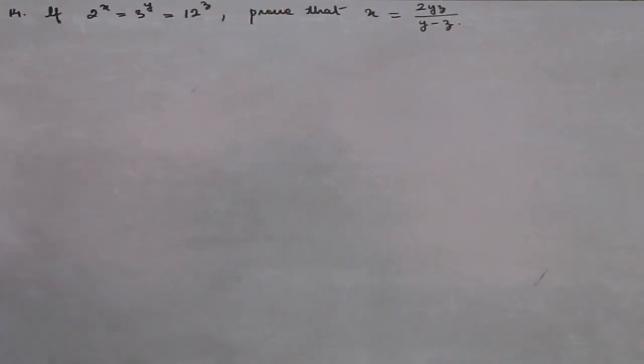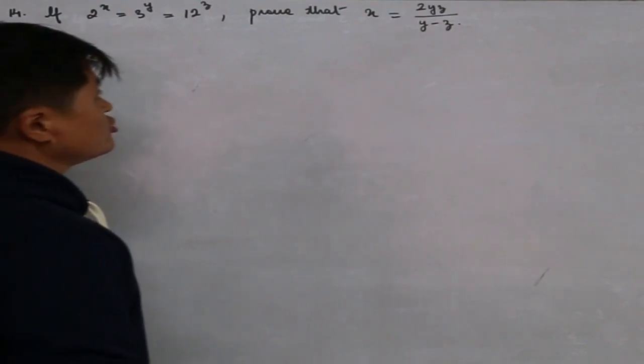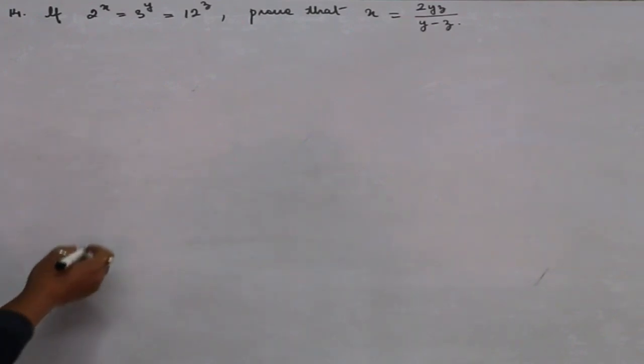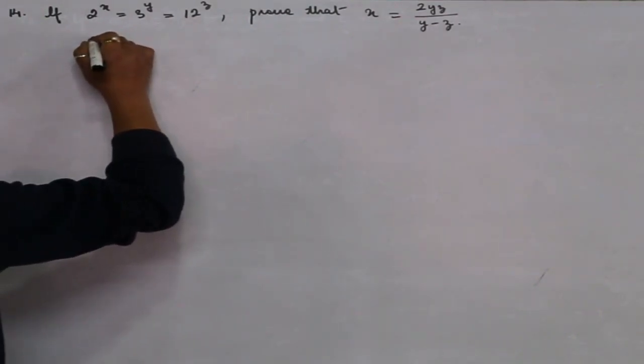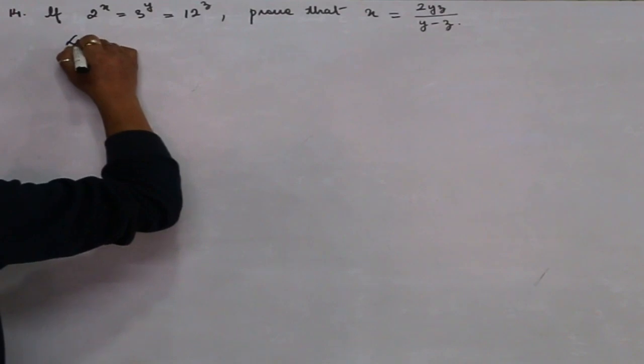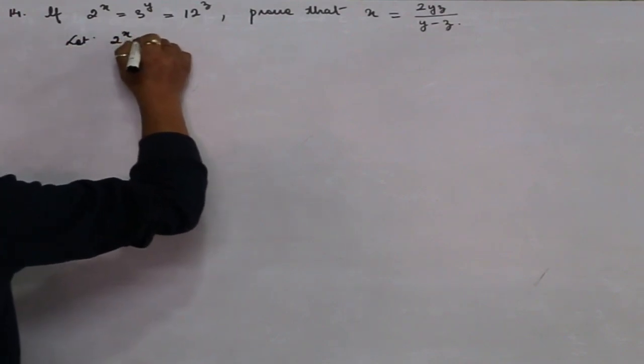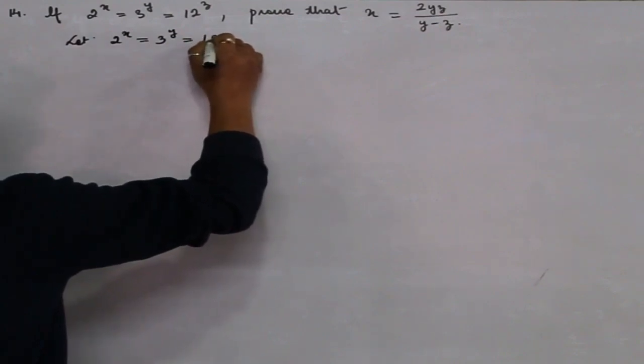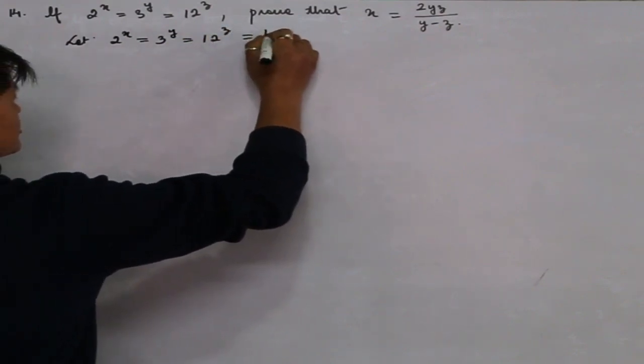Next question is, if 2 to the power x is equal to 3 to the power y, equal to 12 to the power z, prove that x is equal to 2yz divided by y minus z. In this kind of question, we have to take a supposition. We will let 2 to the power x is equal to 3 to the power y, equal to 12 to the power z, is equal to k.